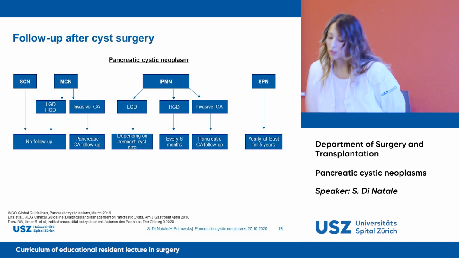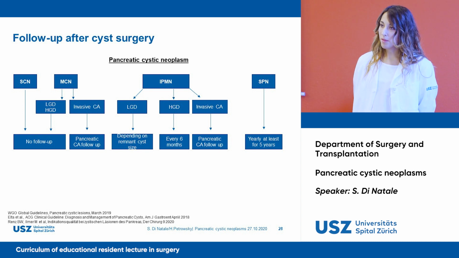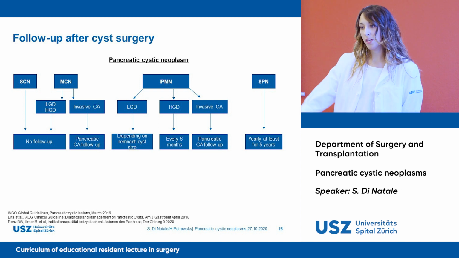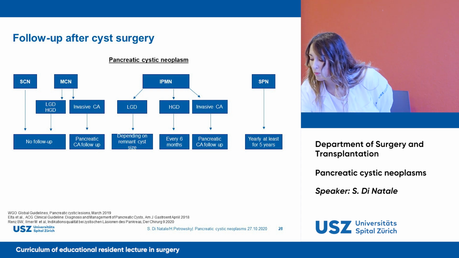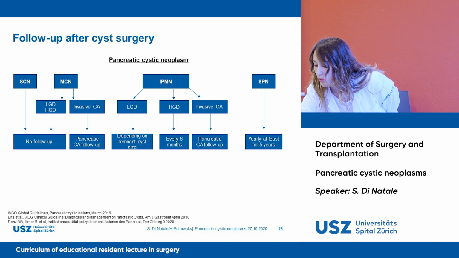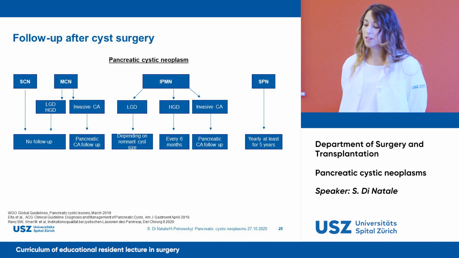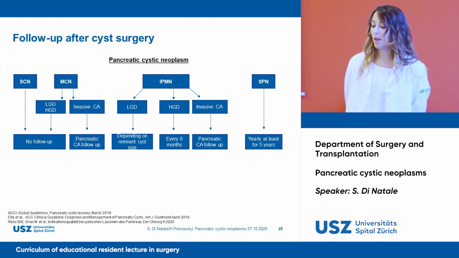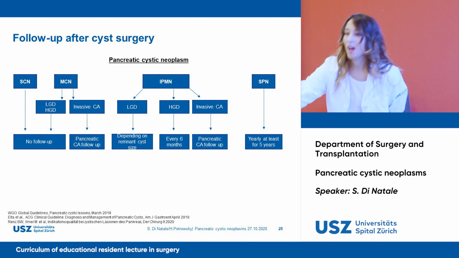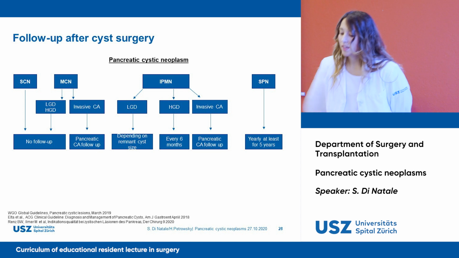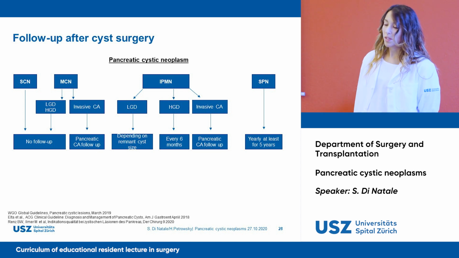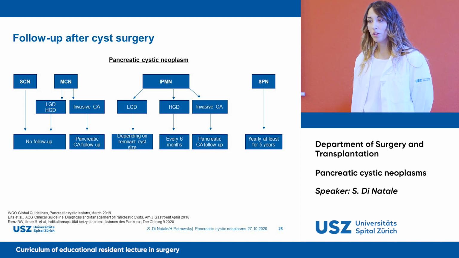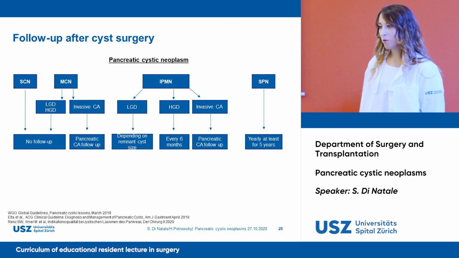If the definitive pathology shows an IPMN with invasive carcinoma, the patient also should be followed up with the Pancreatic Cancer Guidelines for at least 5 years. In case of an IPMN with high-grade dysplasia, the patient should be followed up every 6 months due to the high recurrence risk. And in IPMNs with a low-grade dysplasia, the surveillance interval depends on if there is still a cyst in the remnant pancreas or not.